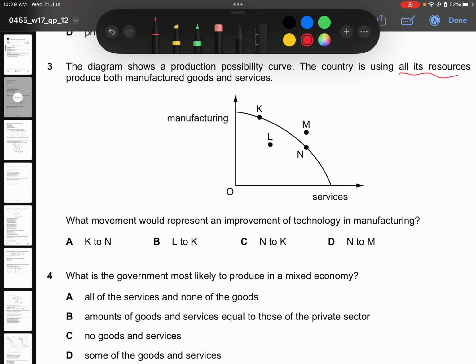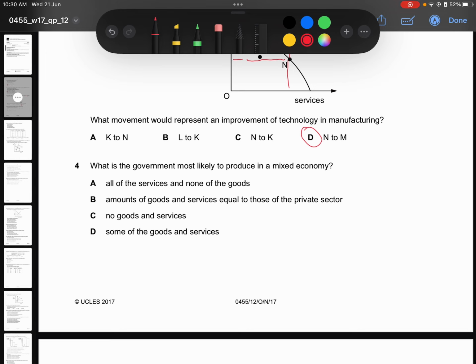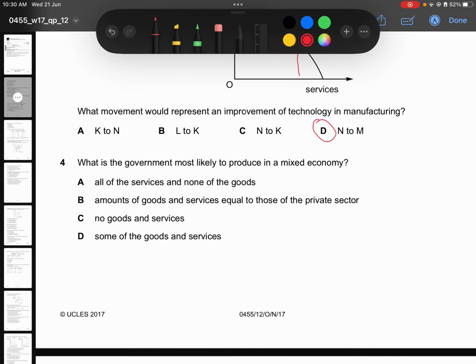What is the government most likely to produce in a mixed economy? Now, in a mixed economy, the government produces some of the goods and services, especially the merit and the public goods and services, which are likely to be underproduced by the private firms. So, hence the correct answer is D, which is some of the goods and services.